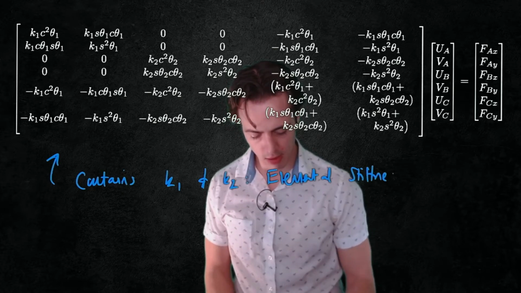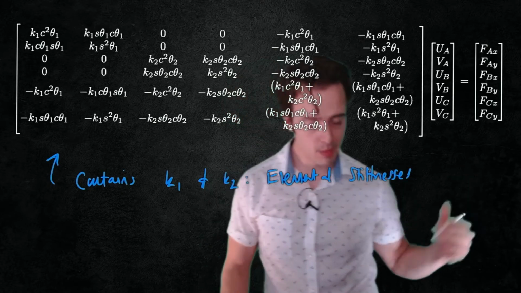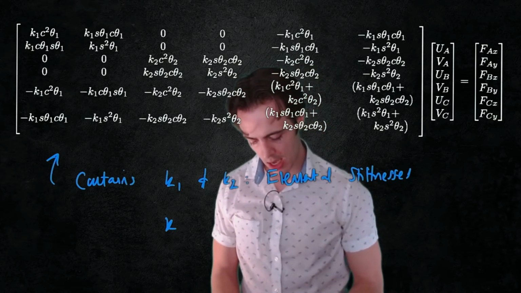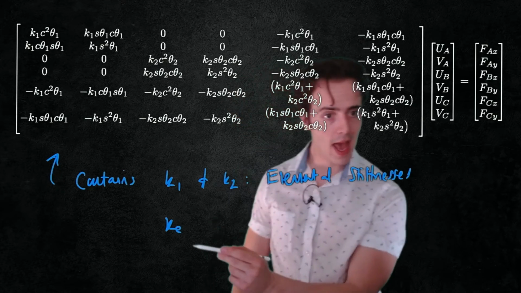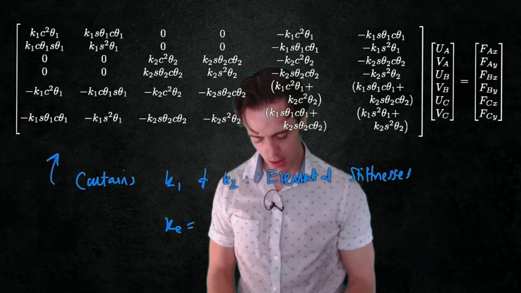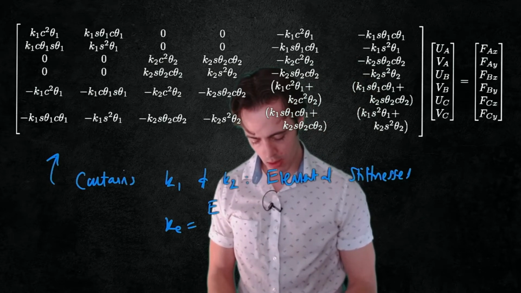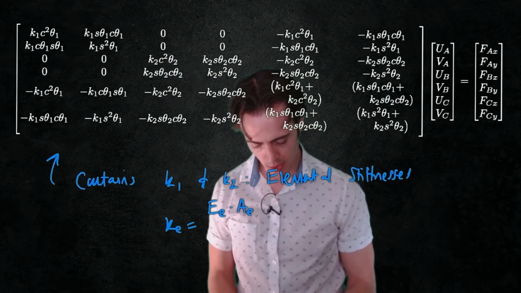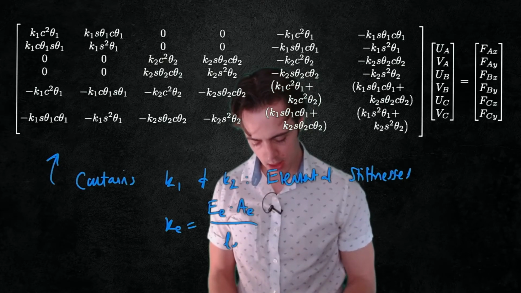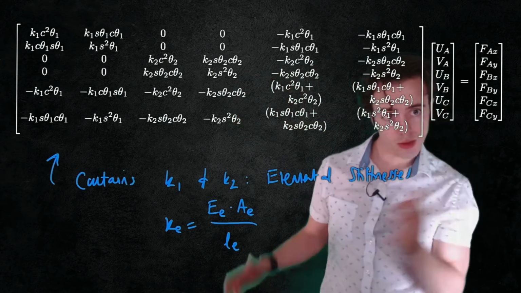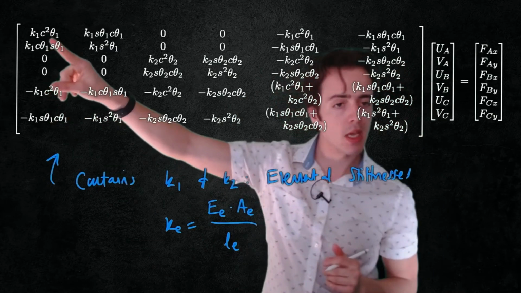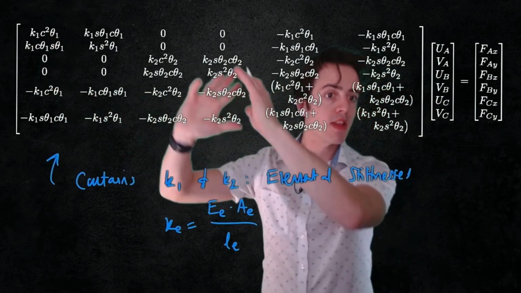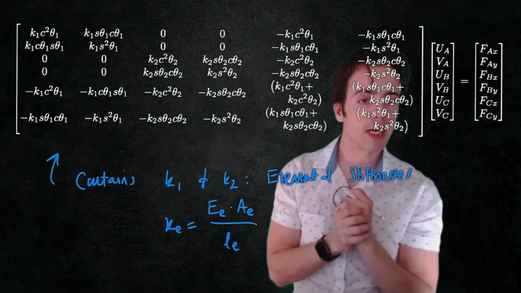And we sort of know how to do that now. So if we have an element, we'll say K for a given element, which is my elemental stiffness, is going to be equal to Young's modulus of that element multiplied by the cross-sectional area of that element divided by the length of that element. So we could then determine that number. If we knew that for element 1 and element 2, we'd then just have some numbers that go in here.